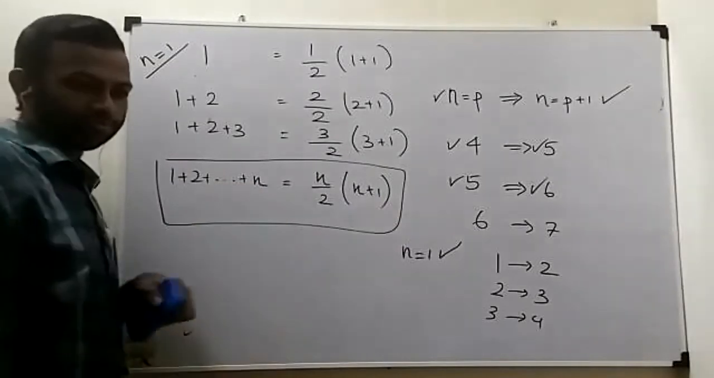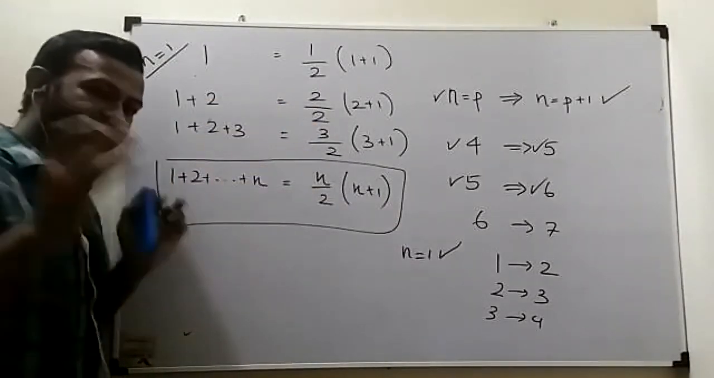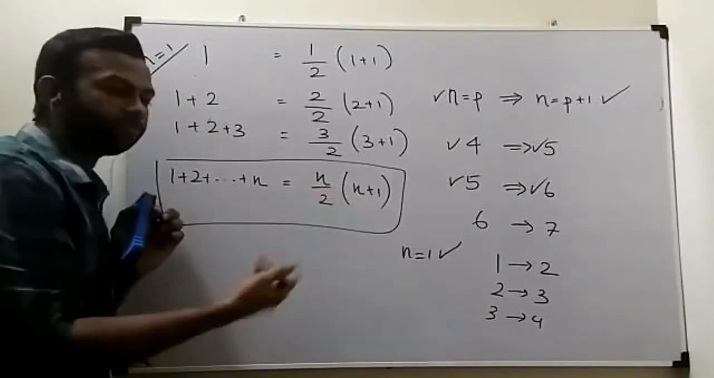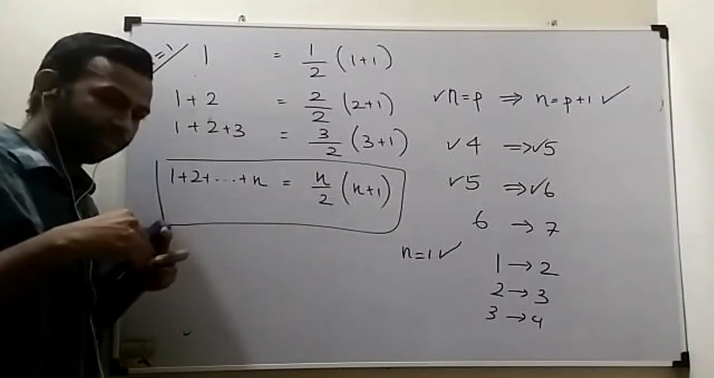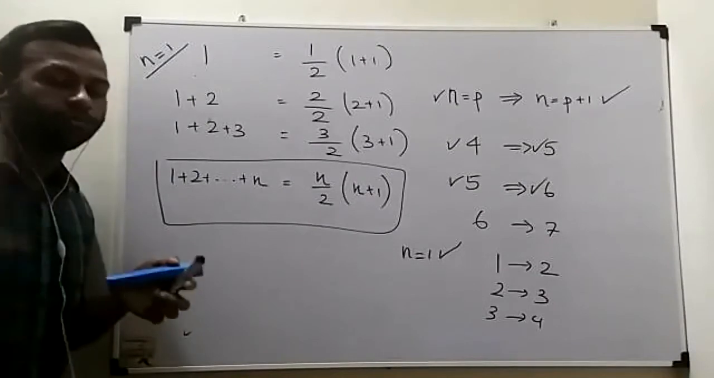You can try it at home. Just do n equals 1, then n equals p, then p plus 1. That's a theorem, right? In a series, 1 plus 2 until n is equal to n over 2 into n plus 1. You learn this in, I think, O levels or something. So you can prove this theorem using mathematical induction. So mathematical induction is basically used to prove stuff. Get it?